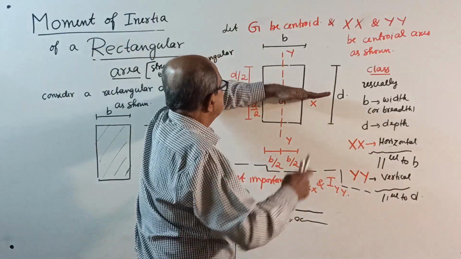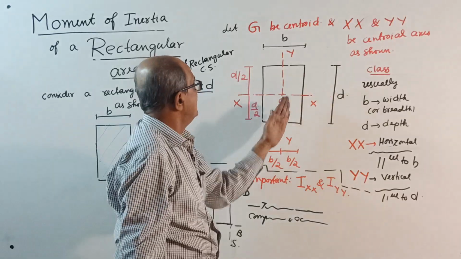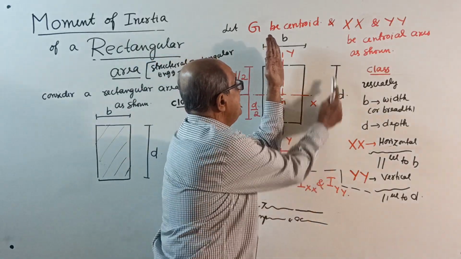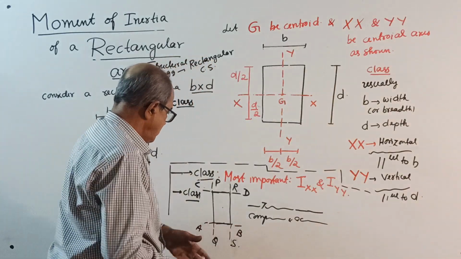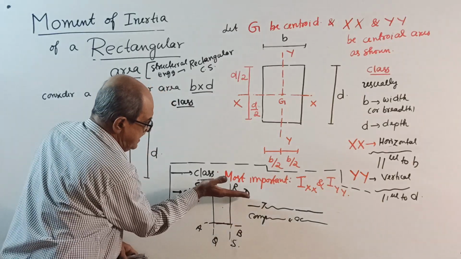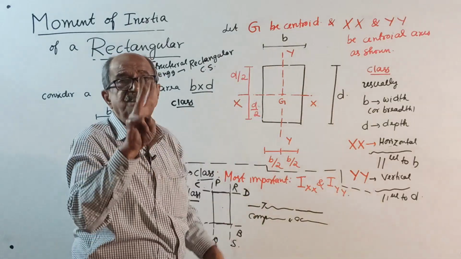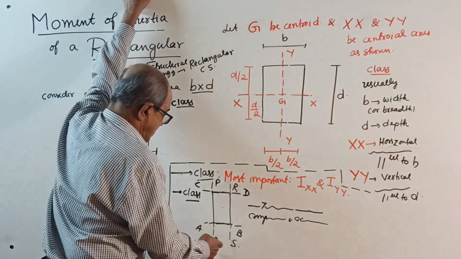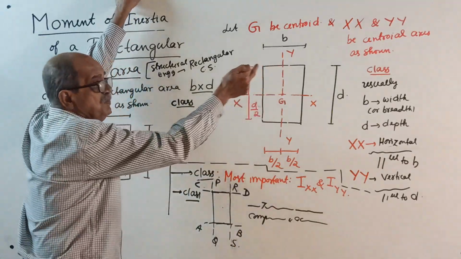I about XX is B into D cube divided by 12. I about YY is D into B cube divided by 12. Or I about AB or CD will be B into D cube by 3. Same way, I about PQ or I about RS will be D into B cube by 3.